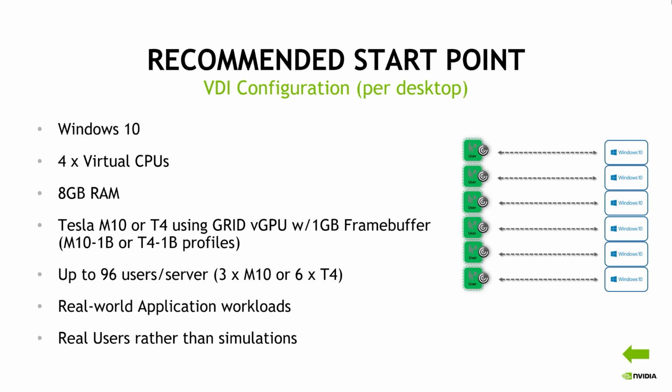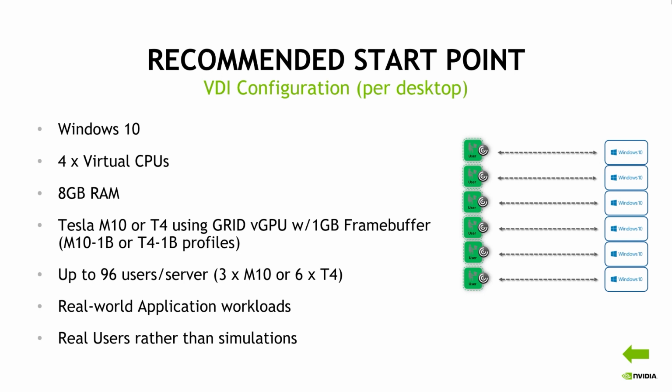If you look at putting a box with maybe 3 M10s in it or 6 T4s, for instance, and a lot of our OEMs will offer that choice, you can look to get about 96 users on each individual server. I wouldn't recommend that you try using half gig profiles. I know the M10 has got a half gig profile. I wouldn't recommend you use that with Windows 10.